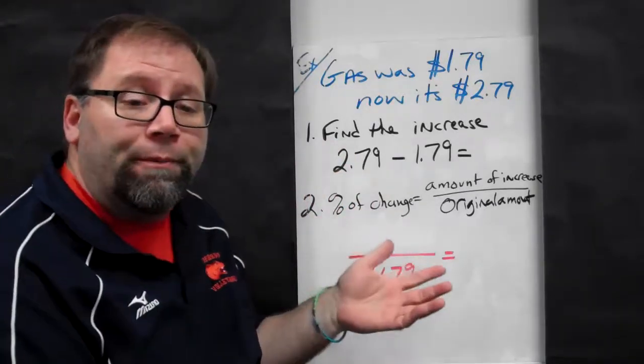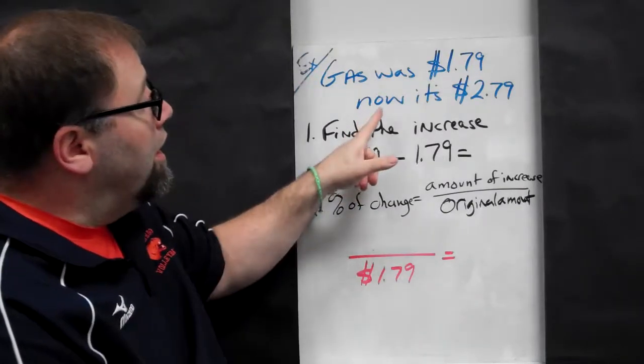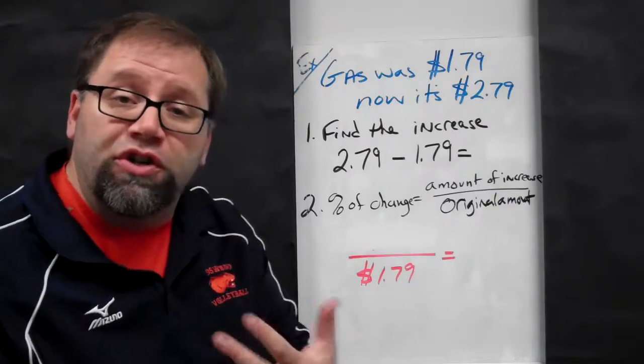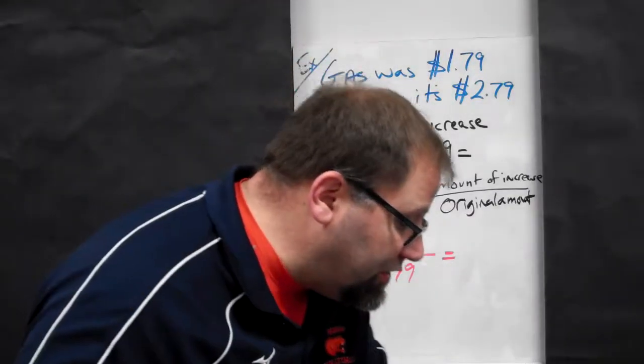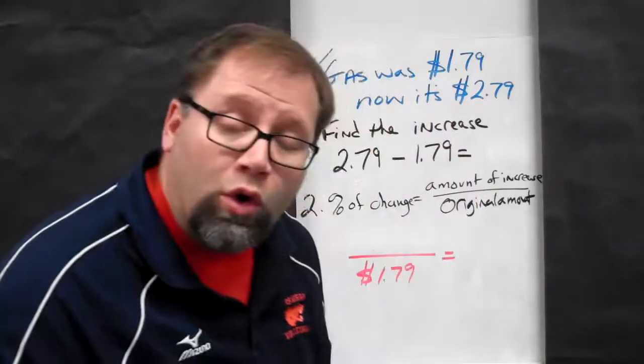Here's our first example. Gas was $1.79 a gallon. Now it's $2.79 a gallon. So the first step in doing these problems, this is your key right here, is you need to figure out what the increase is, or decrease.